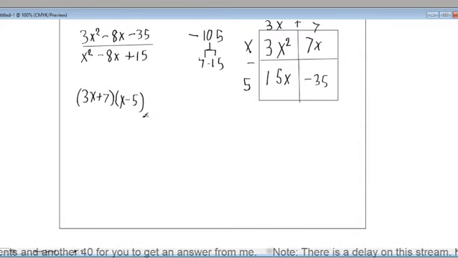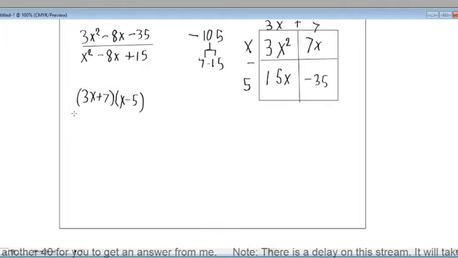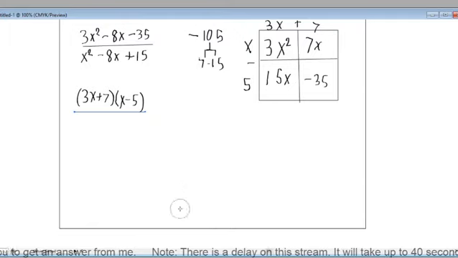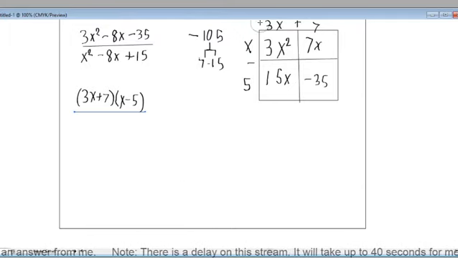Okay, now we need to figure out the bottom part. So same thing, we're going to need to factor that bottom part. And since I'm running out of space down here, I'm going to go ahead and erase this.